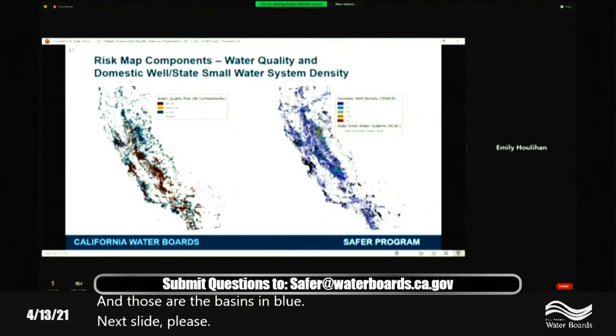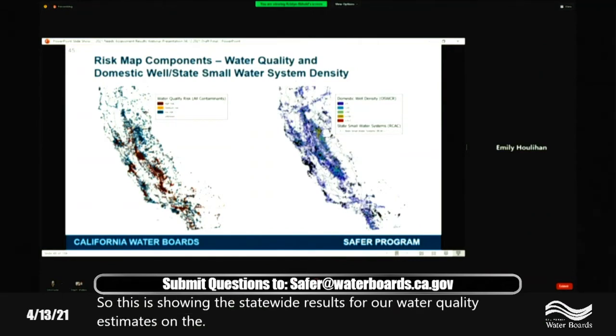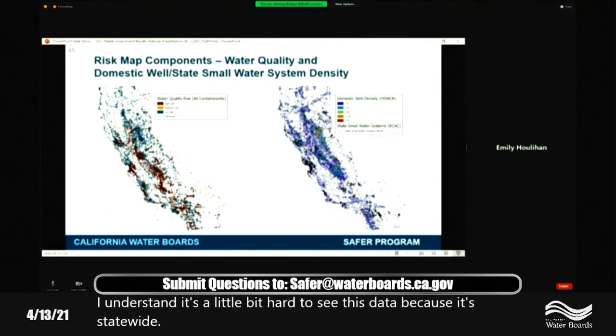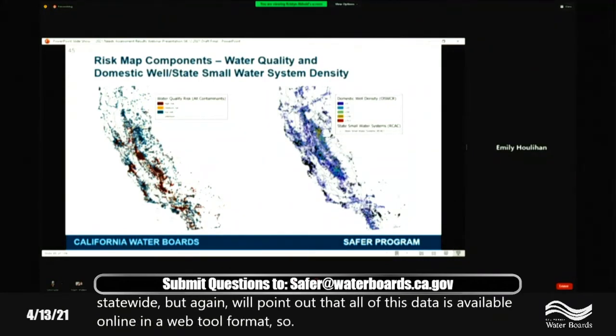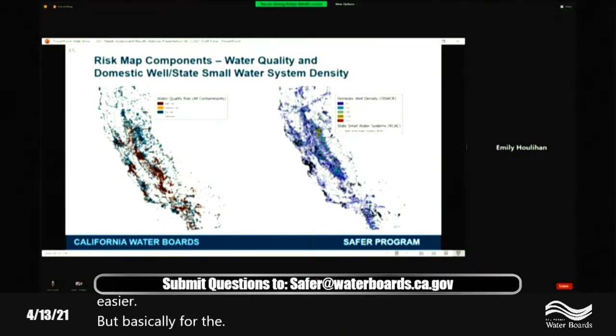So this is showing the statewide results for our water quality estimates on the left and the domestic well density and state small water system locations on the right. I understand it's a little bit hard to see this data because it's statewide, but again, we'll point out that all of this data is available online in a web tool format, so you can zoom in and see it a bit easier.